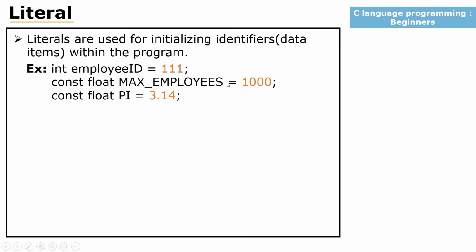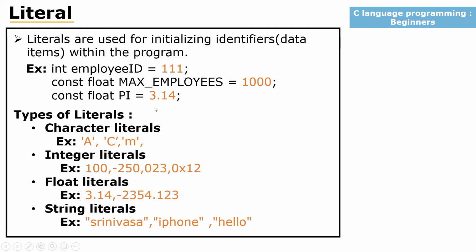And we can divide these literals into 4 types in C. Let's see them. The first one is the character literals. If you want to initialize the data items with character values, then we need to give the character literals like this. We know that the character value should be represented between single quotes. So the values A, C and M are character literals.